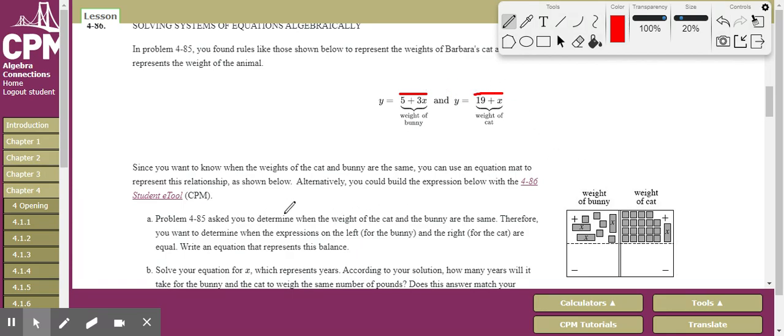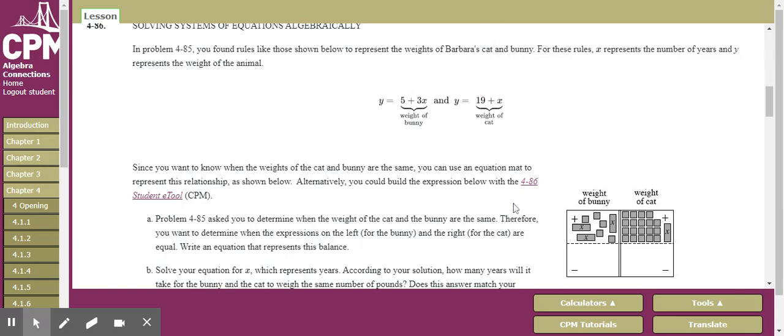One way I can do that is algebra tiles. If you remember those from earlier chapters, that's one way we know to manipulate algebraically. There's a tool here that you can use in the online book that's already set up for you. So I have 3x plus 5 on this side and x plus 19 on this side.